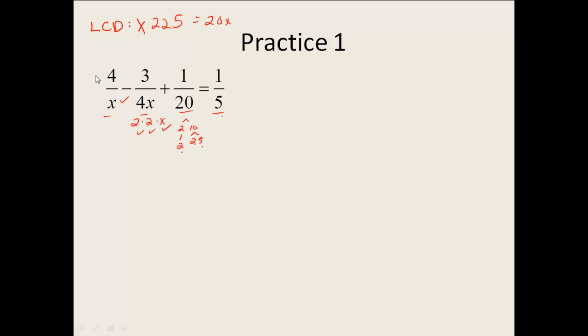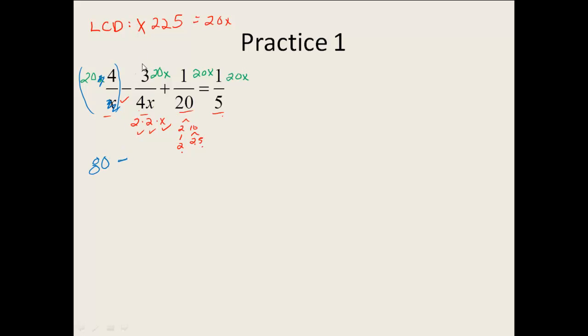Now I'm going to take that 20x and multiply every term by it. Notice it's not 20x over 20x, it's just the 20x. When I look at this first set right here, 20x times 4 over x, my x's are going to cancel out, and then I'm just going to be left with 20 times 4, which is 80.